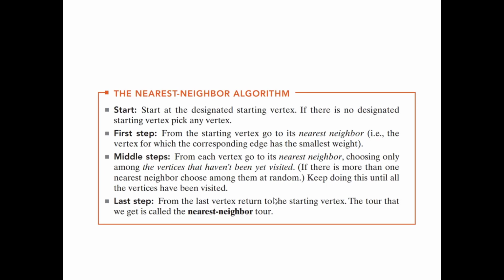Next, we went over the nearest neighbor algorithm. Start at the designated starting vertex. If there is no designated starting vertex, pick any vertex. From the starting vertex, go to its nearest neighbor, i.e. the vertex for which the corresponding edge has the smallest weight. Middle steps: from each vertex, go to its nearest neighbor, choosing only among the vertices that haven't yet been visited. If there is more than one nearest neighbor, choose among them at random. Keep doing this until all the vertices have been visited. From the last vertex, return to the starting vertex. The tour that we get is called the nearest neighbor tour.